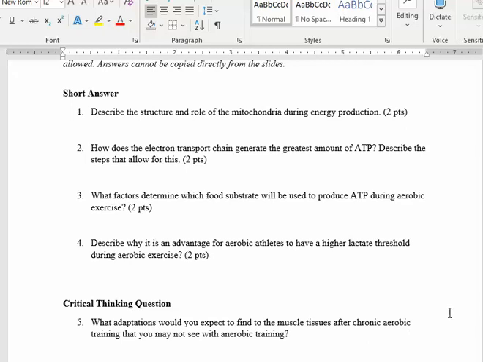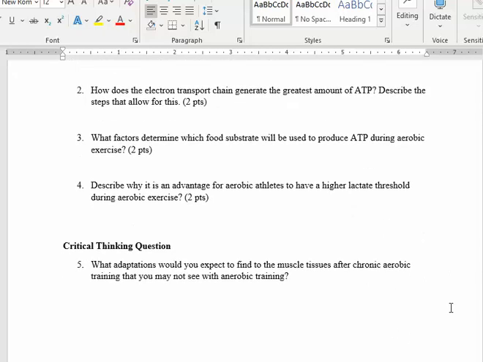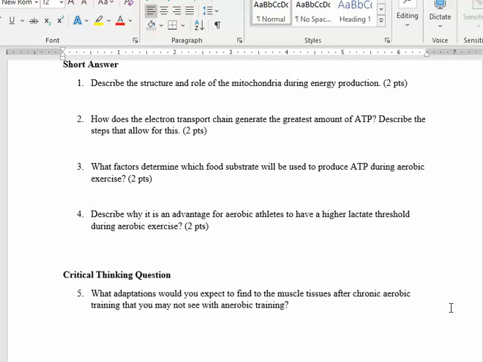And then last is our critical thinking question, which means you can't just write down definitions. You can't just write down a description. It's more of an explanation.